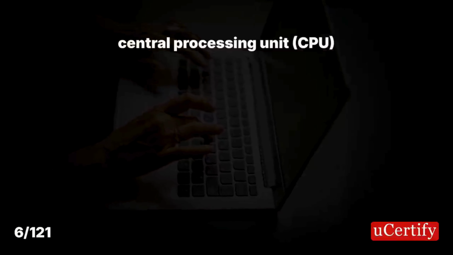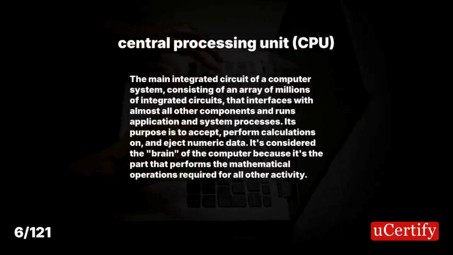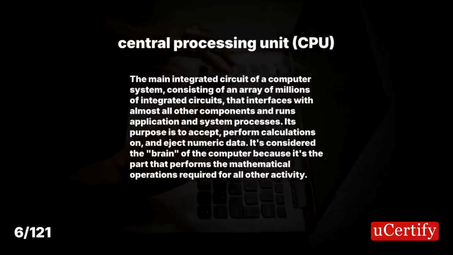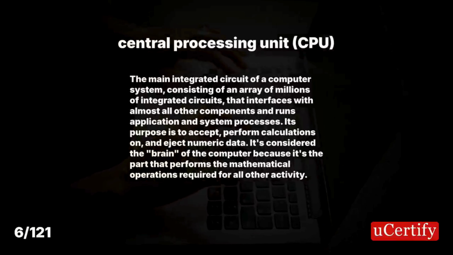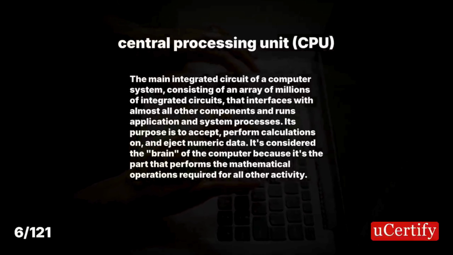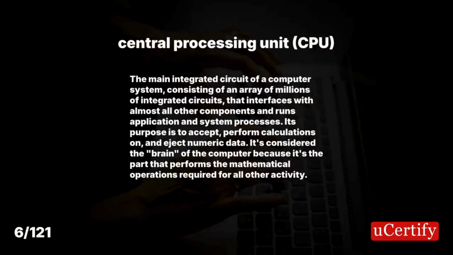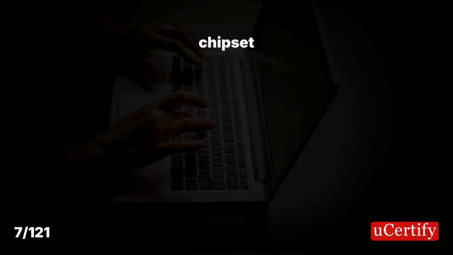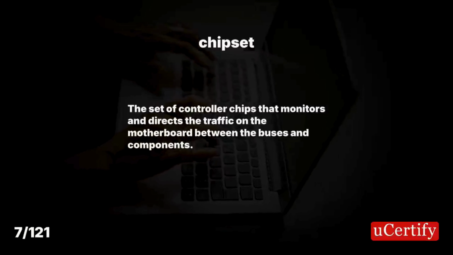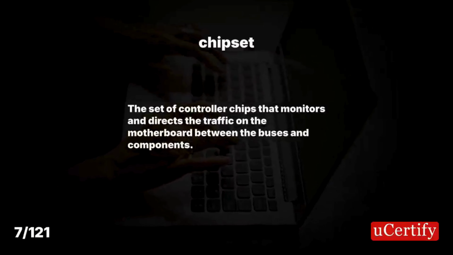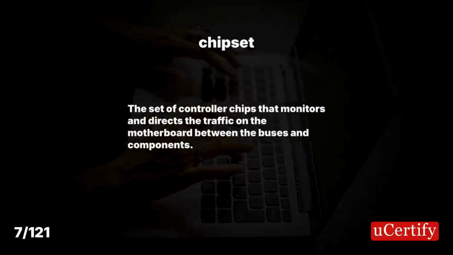Term: Central Processing Unit, CPU. Definition: the main integrated circuit of a computer system, consisting of an array of millions of integrated circuits that interfaces with almost all other components and runs application and system processes. Its purpose is to accept, perform calculations on, and eject numeric data. It's considered the brain of the computer because it's the part that performs the mathematical operations required for all other activity. Term: chipset.